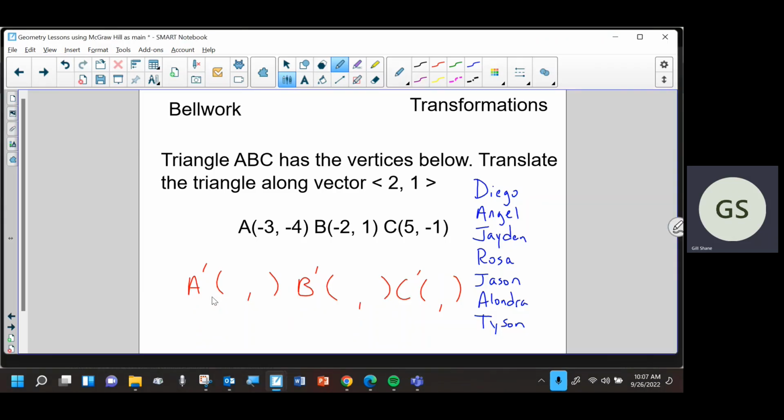I said translate along a vector. And we said all this really means is that you're taking an x of 2 and a y of 1, and you're just adding those values to the coordinates, the vertices you've already got, the points you've already got. Now, we also said you could draw it out and say, well, I'm going to take this point A, and then this point here, and I'm going to treat them all separate.